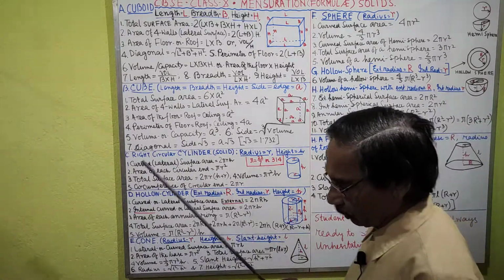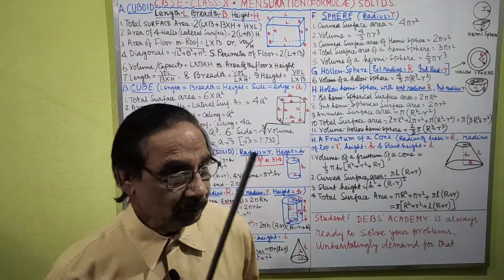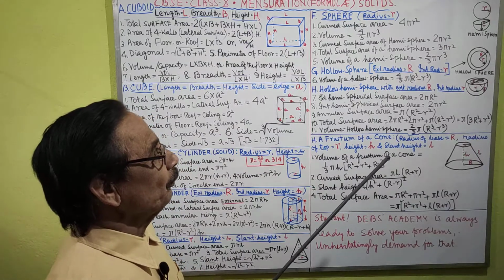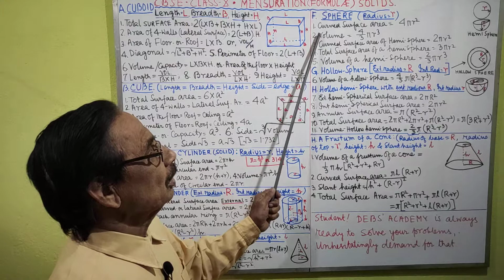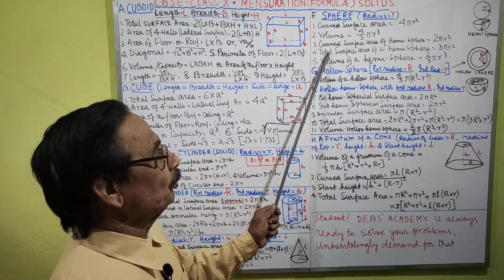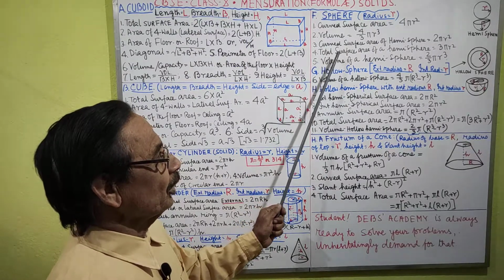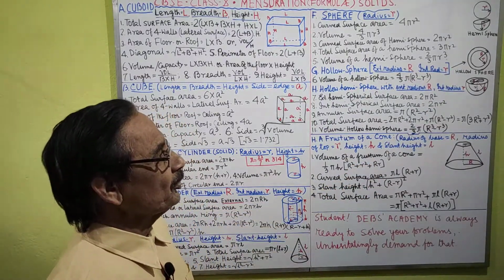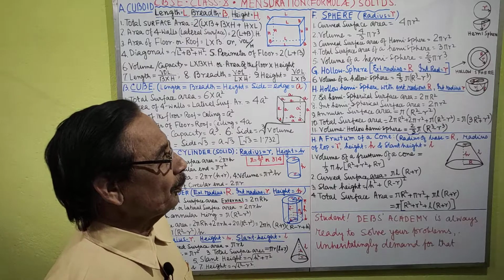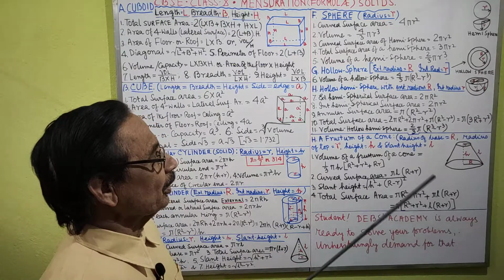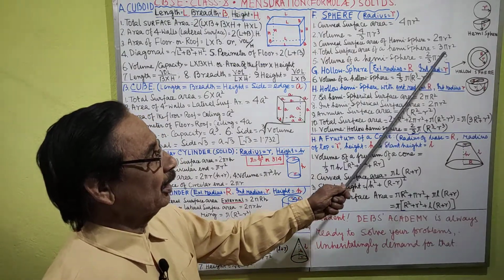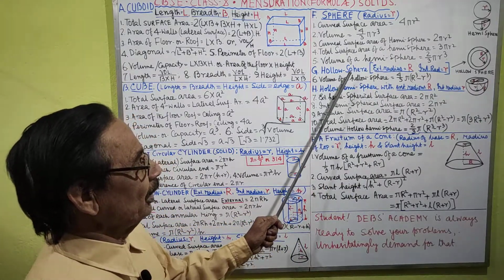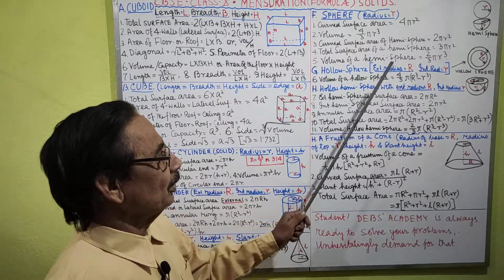And sphere, it has got only one surface which is curved. Curved surface area, volume and curved surface area of hemisphere. This is hemisphere. A hemisphere means half of a sphere. If its radius is r, then curved surface area is like this, total surface area and volume are given.